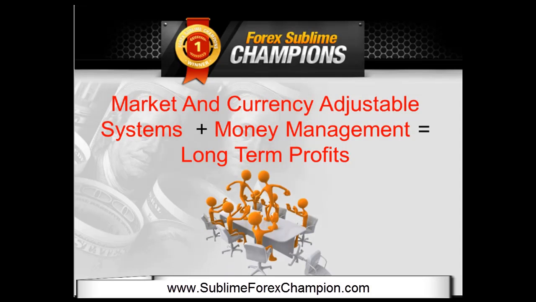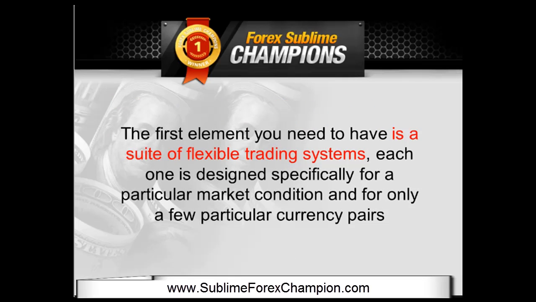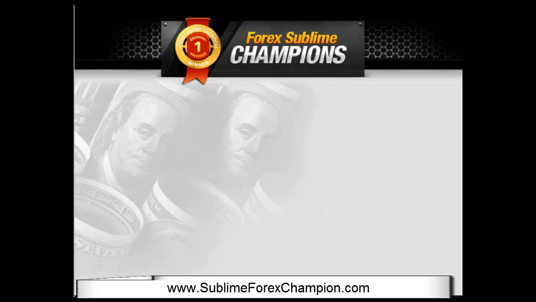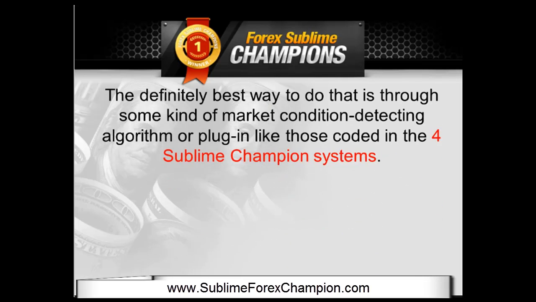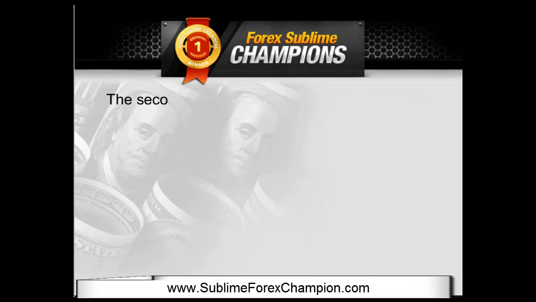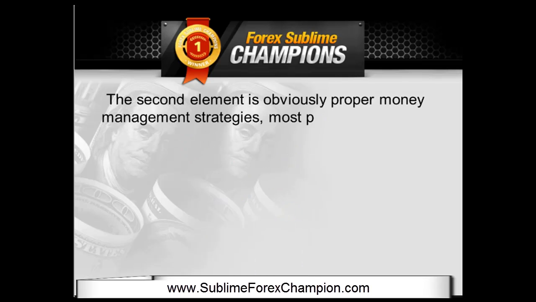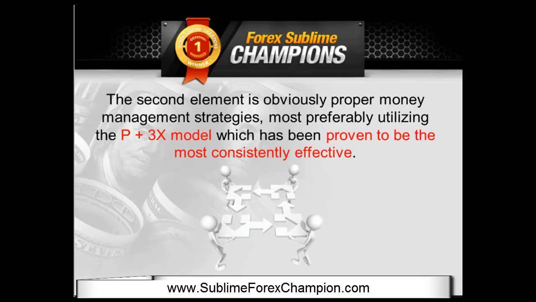See what I mean? The first element you need to have is a suite of flexible trading systems. Each one is designed specifically for a particular market condition and for only a few particular currency pairs. Plus, and this one is crucial, guys, you must have a way to discern which conditions the markets are in, and therefore aptly adjust your strategies to suit that condition. And the definitely best way to do that is through some kind of market condition detecting algorithm or plugin like those coded in the Forex Sublime Champion systems. As covered in detail before, the second element is obviously proper money management strategies, most preferably utilizing the P+3X model, which has been proven to be the most consistently effective.